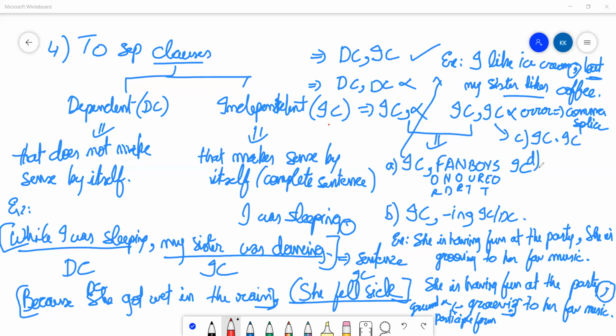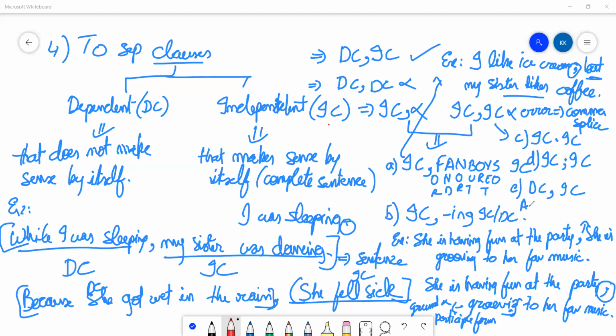The second method is IC semicolon IC. This we will cover when we are doing semicolons. The last method is to convert any one of these independent clauses into a dependent clause and form the structure as DC comma IC. Understood? Now look at the same sentence. She's having fun at the party. She's grooving to her favorite music. This same sentence, how do I change it to DC comma IC? Is it possible?